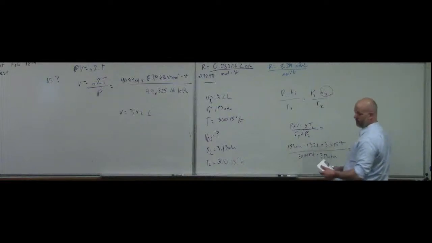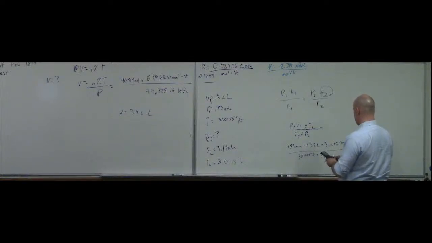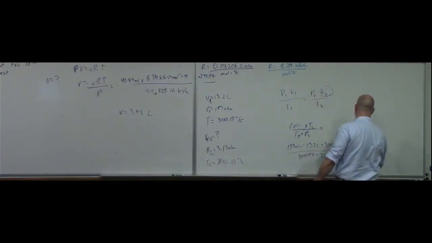Right, so I run those numbers. I did that. I don't know if it's right. All right, 153 times 13.2 times 310.15 divided by 300.15 divided by 3.13 equals 666.7. I got 667 liters. That's what they got.